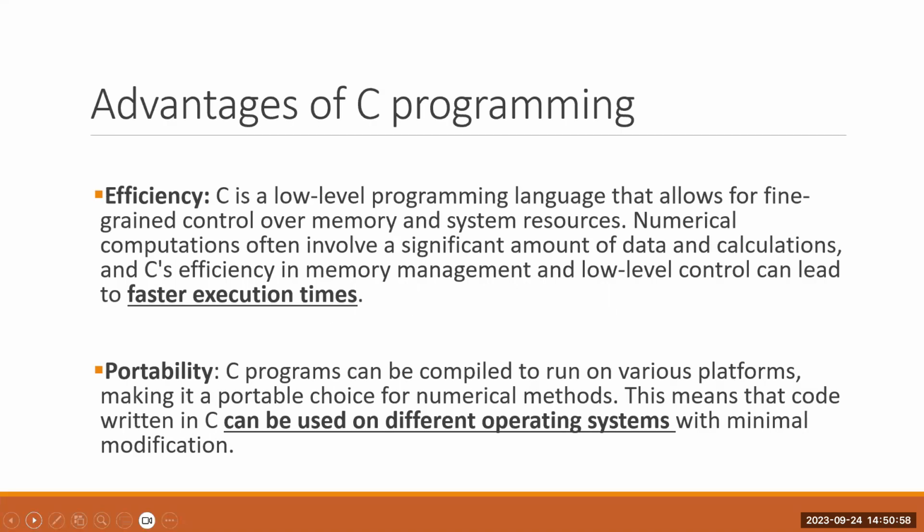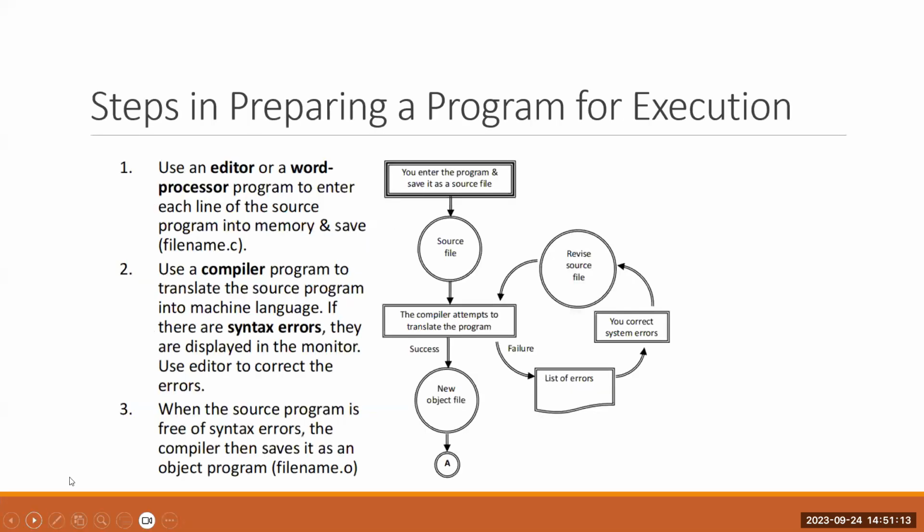Why did I choose this C programming language? Because of its efficiency, it yields faster execution times, and because of its portability, because it can be used on different operating systems. So here is the general flow of a program for execution. I have inputted my source code in a word processor, and then I have used a compiler named CodeBlocks to translate the source program into machine language.